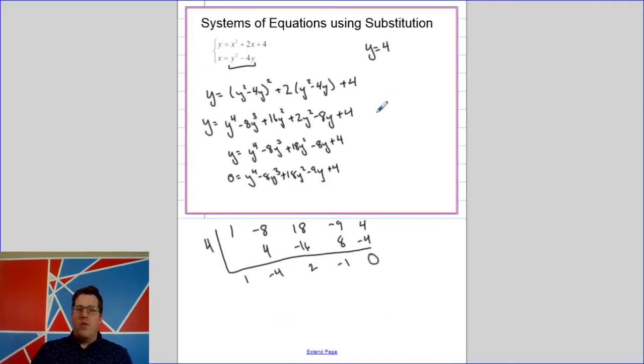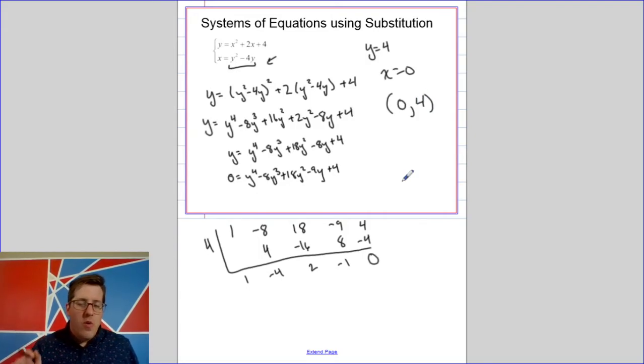Now I know from looking at this equation that when y equals 4, x equals 0. But don't make the common mistake of saying 4, 0. This is 0, 4. So 0, 4 is one solution to this system of equations.